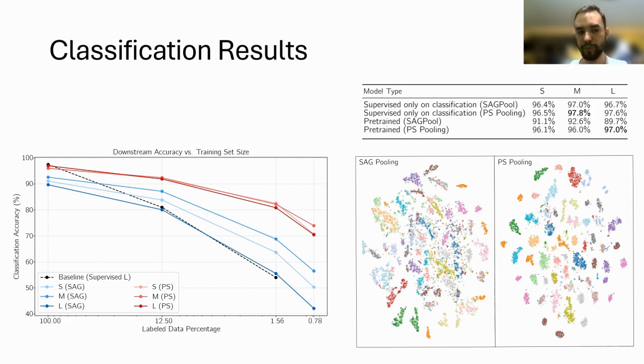Models pre-trained with PS pooling show a significantly increased cluster density in the feature space. Additionally, our models reach fully supervised performance using up to 8 times fewer labeled samples. Even with less than 1% of the data labeled, our method still achieves over 70% accuracy. We look forward to discussing this with you at the poster session.